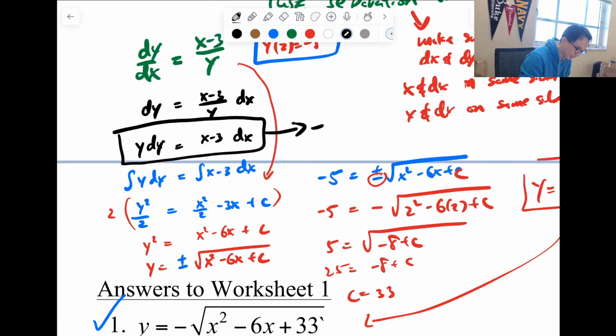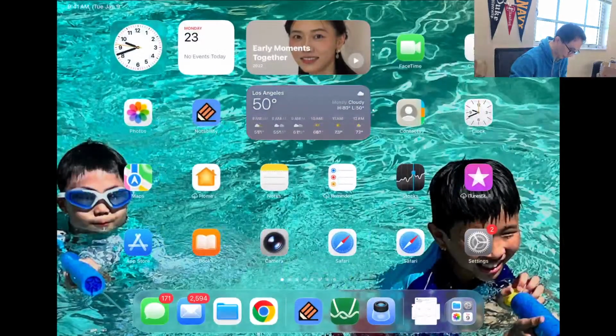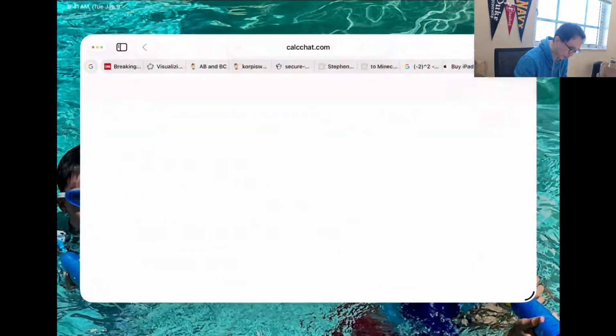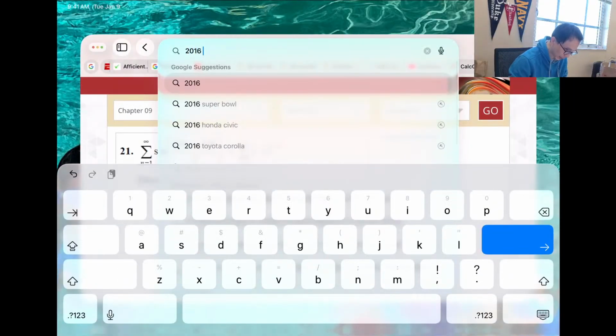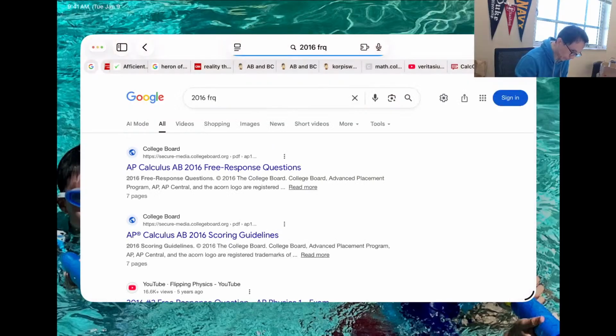So this is the first plus 1. But if you skip that, if you bypass that by any chance, it doesn't matter what you did afterward, you're going to get 0 points. I'm going to show you this on the actual FRQ. On the actual FRQ, pick a year. What year you want to pick? 2016. 2016 FRQ, got it.